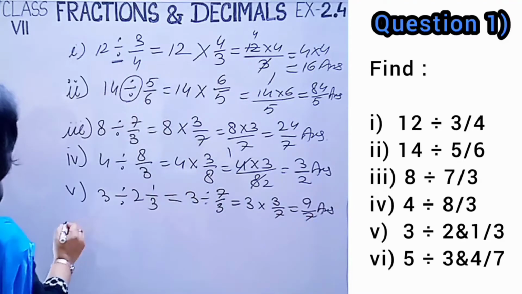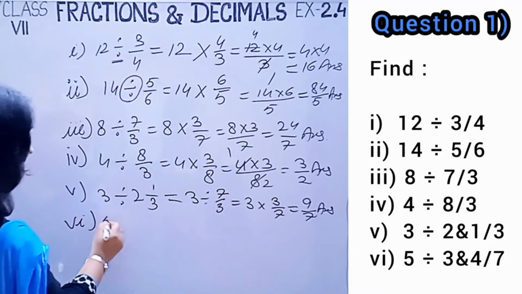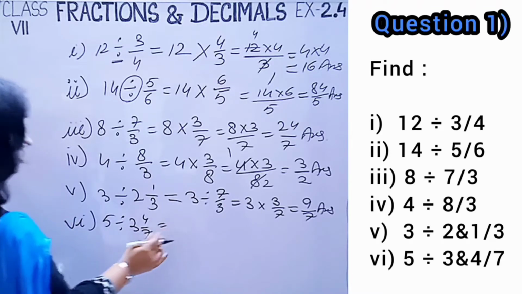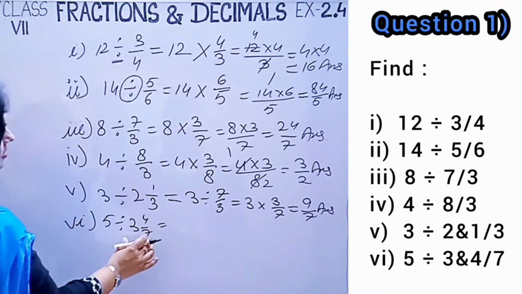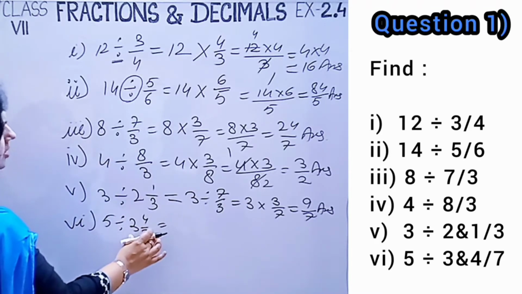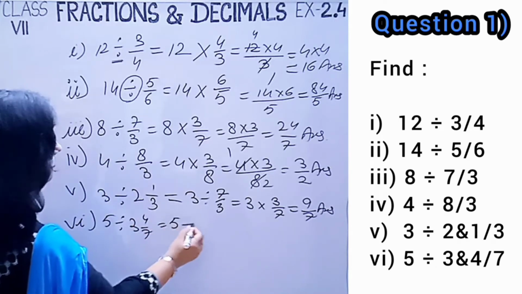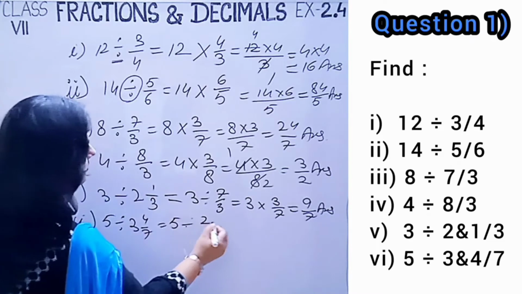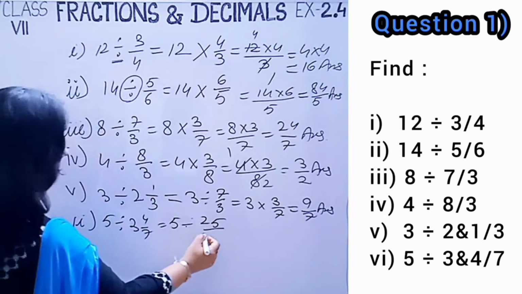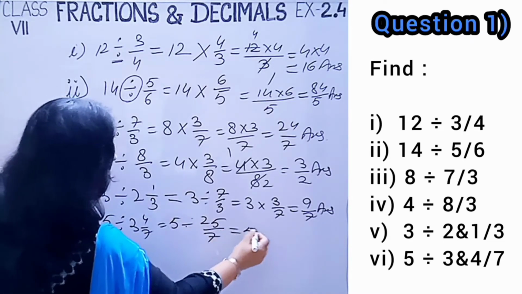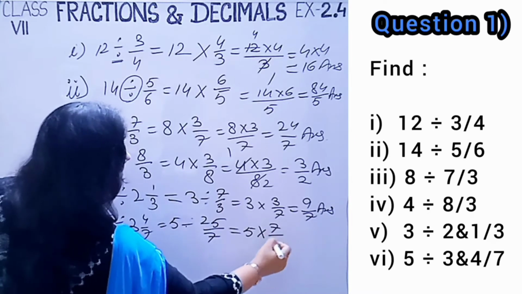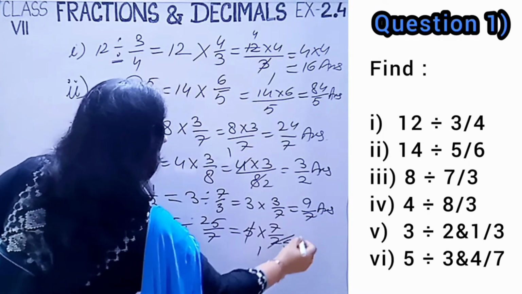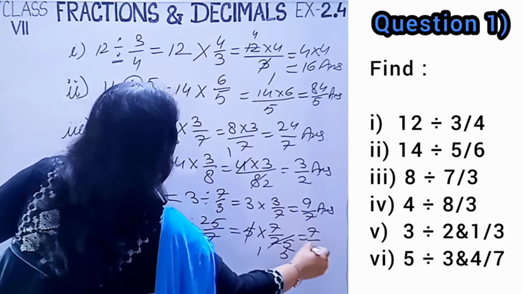Answer. Sixth part. 5 divided by 3 and 4 by 7. So this is a mixed fraction. We have to convert it into improper fraction. So 3 sevens are 21. 21 and 4, 25. 25 upon 7. Now 5 multiply 7 upon 25. Now 5 ones are 5, 5 5s are 25. Answer is 7 upon 5.